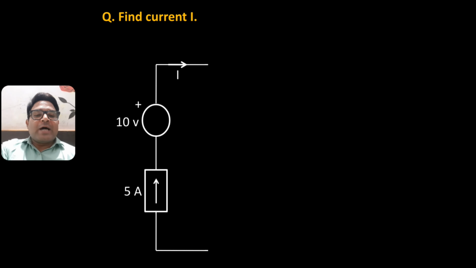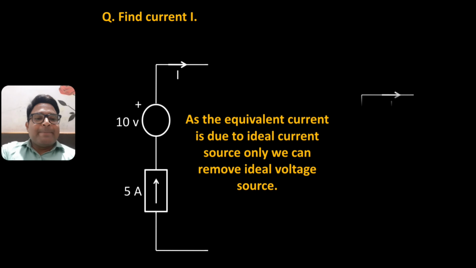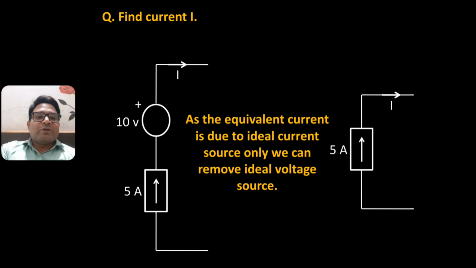So if we have a problem like this, a 5 ampere ideal current source and a 10 volt ideal voltage source connected in series, and we are asked to find the value of this current I, it will simply be 5 ampere, because how much current will reach this point? 5 ampere. As the equivalent current is due to the ideal current source only, we can remove the ideal voltage source.